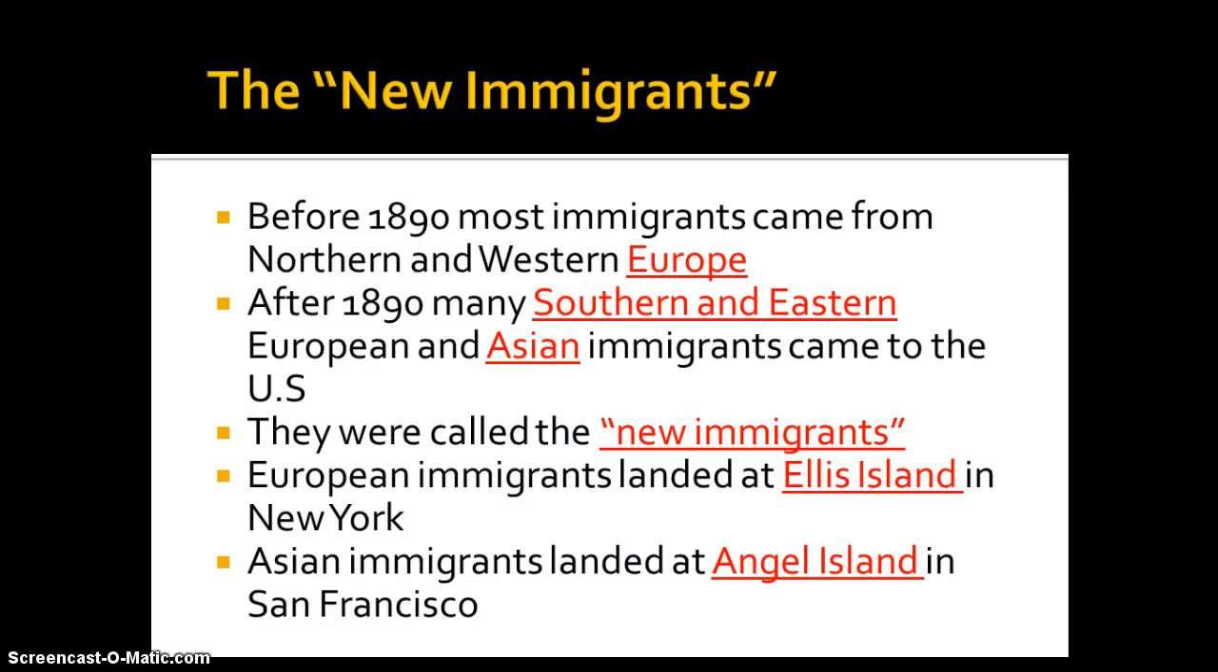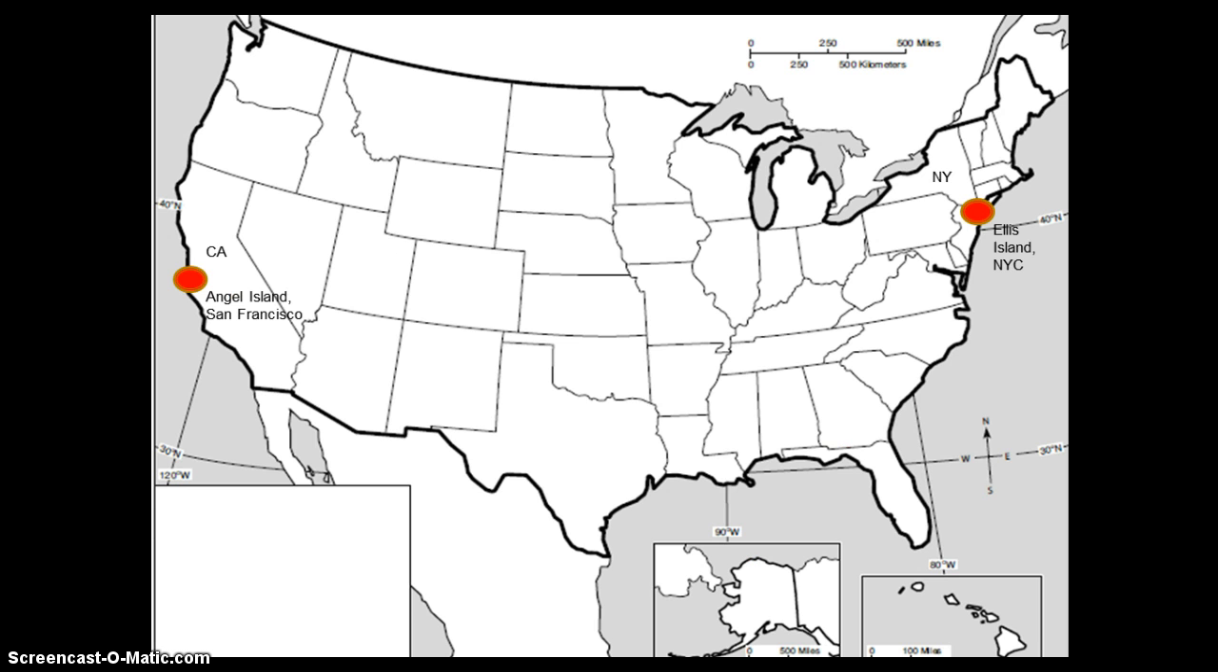Today we're going to look at immigration in the 1800s. Before 1890, most immigrants came from Northern and Western Europe. After 1890, Southern and Eastern European and Asian immigrants came to the United States. They were called the New Immigrants. European immigrants landed at Ellis Island in New York, and Asian immigrants landed at Angel Island in San Francisco. So European immigrants came to Ellis Island, and Asian immigrants came to Angel Island.